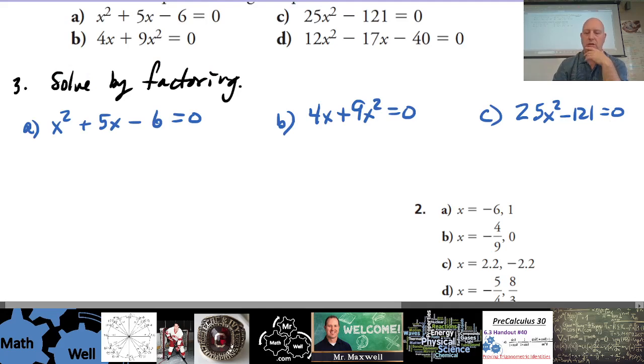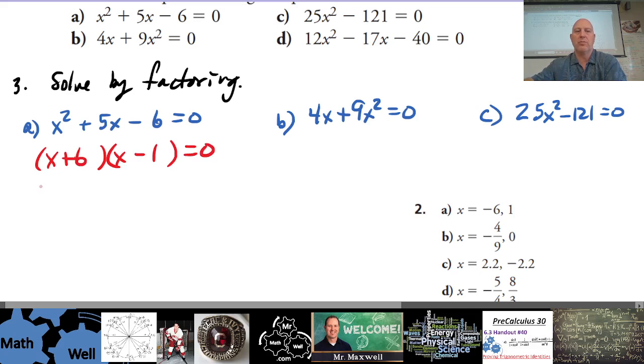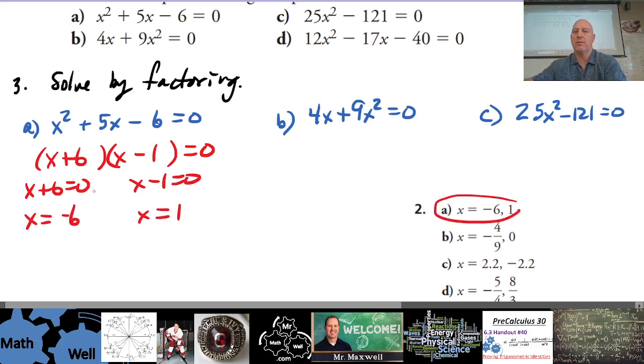So number 3 says solve by factoring and see if you like the quadratic format better. So this one, again, I think we did this already, but you want to look for two numbers that multiply to -6 and add to +5. So that's +6 and -1. The zero product principle says you let each of these equal 0 and solve for x. So here is -6 and here is +1. Those are your solutions. That's the factoring method.